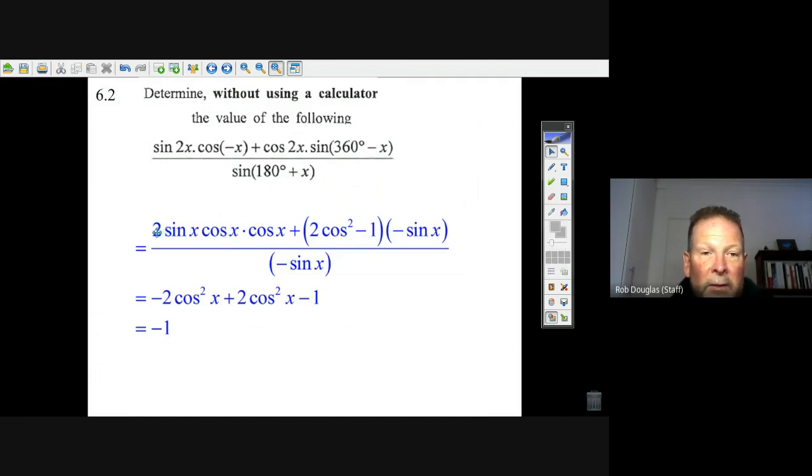This turns into 2 cos squared because the sine x cancels, but it's negative. There's a 2 cos squared, and look, they cancel each other. And all I'm left with is my answer of minus 1. So that's the way I did it. Let's take a look at the government memo.